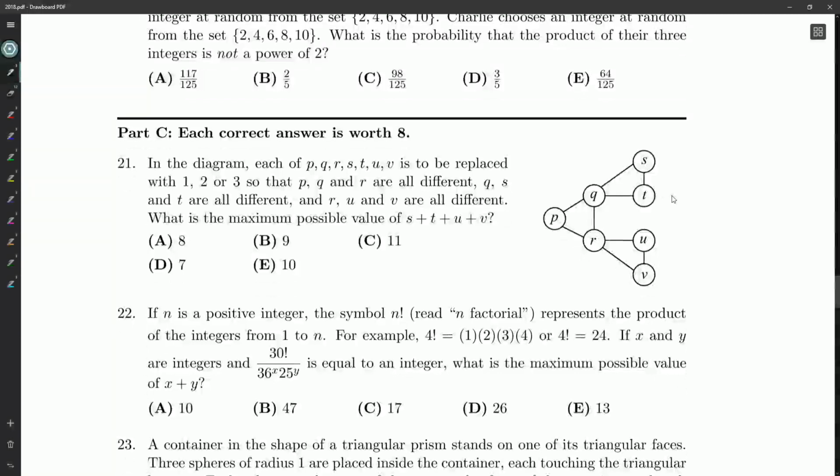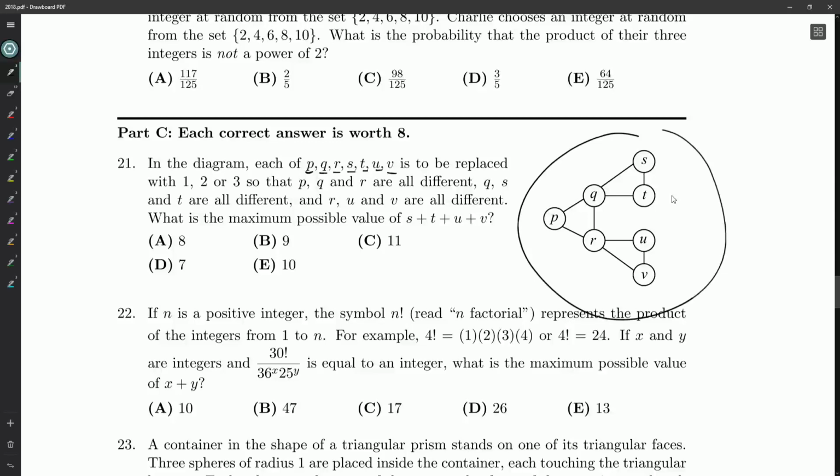We are looking at question 21 in this video on our 2018 Cayley math contest. So what have we got in store for us? In the diagram, each of P, Q, R, S, T, U, and V is to be replaced with 1, 2, or 3.